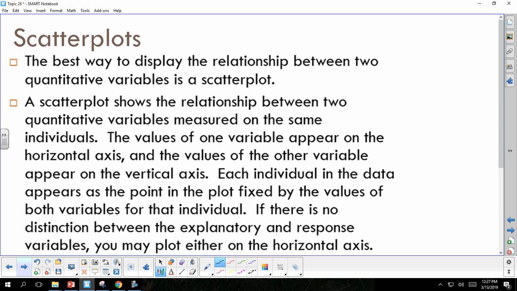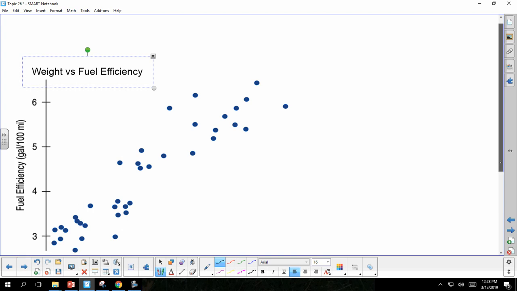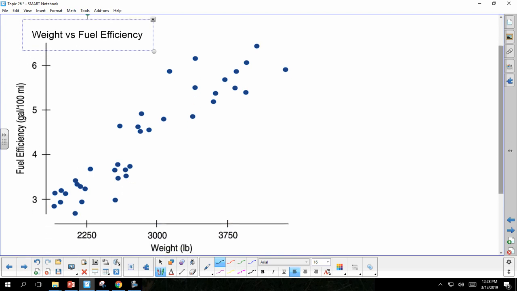There is no distinction between explanatory and response variables. You may plot either on the horizontal axis. All right, so here's an example of a scatterplot. Remember, we're always going to title. We have weight versus fuel efficiency for cars, right? And this is fuel efficiency by the number of gallons it takes to drive 100 miles.